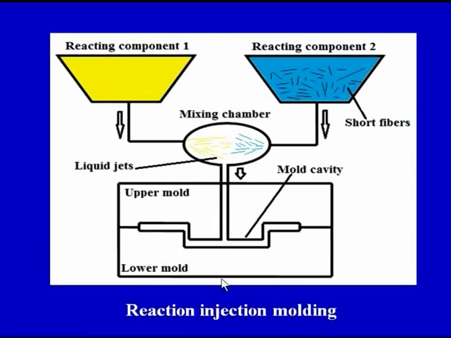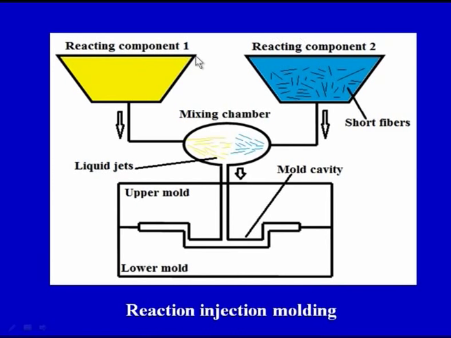Now, on your screen you can see the diagram. We have reacting component 1, which may be a matrix or maybe a combination of 2 or 3 polymers, and the reaction may take place. Reacting component 2, we may have short fibers, and we have a mixing chamber where the polymer is coming and the short fibers are coming, they are mixing here and finally they are being injected into the mold. This is the upper half of the mold and the lower half of the mold. The cavity generated between the upper half and the lower half of the mold is called the mold cavity.